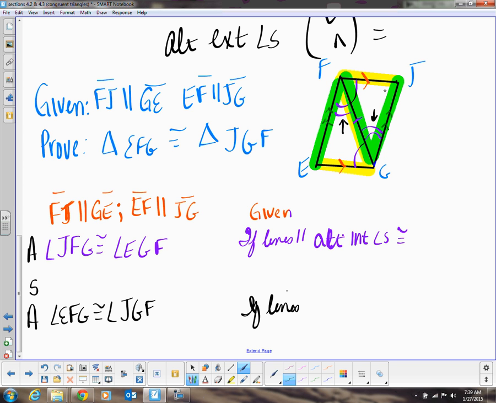Well, what kind of angles are they that form a Z? Alternate interior because they're in between the parallel lines. If lines parallel, alternate interior angles are congruent. And let's see, Samantha, what's my side? FG is congruent to FG. Reflexive.